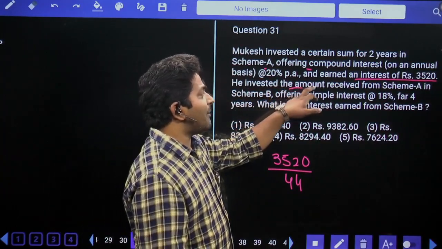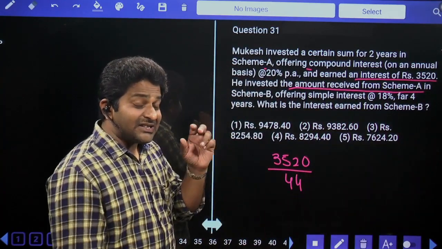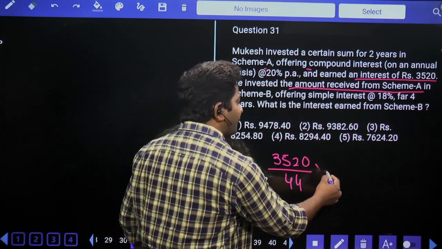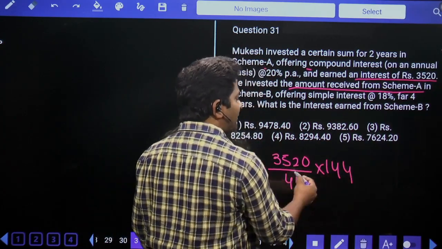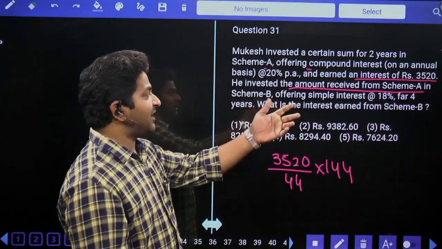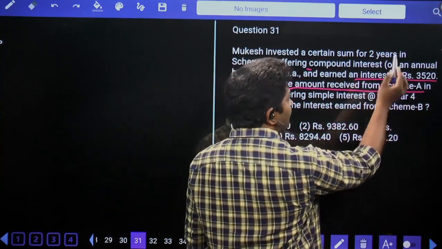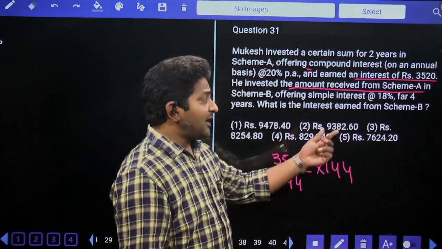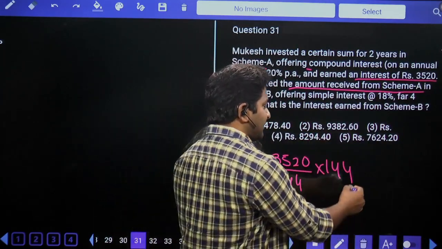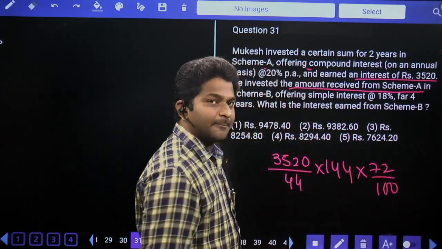He invested the amount received from scheme A. The interest received from scheme A is 44%. Amount is equal to 144%, that is 1% into 144. This much is the amount received, which is invested in scheme B, offering simple interest at 18% per annum for 4 years. At the rate of 18% per annum, interest for 4 years is 72%, that is 72 by 100 of this number.